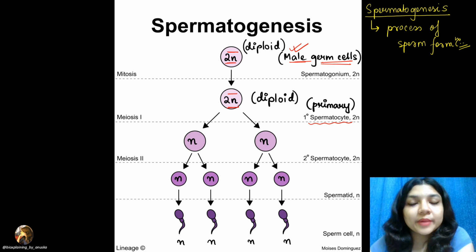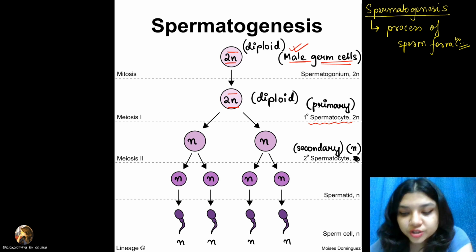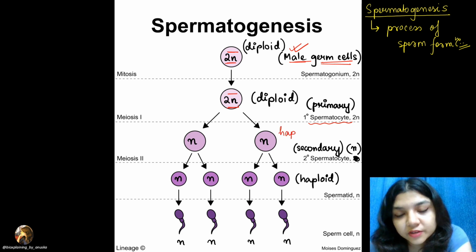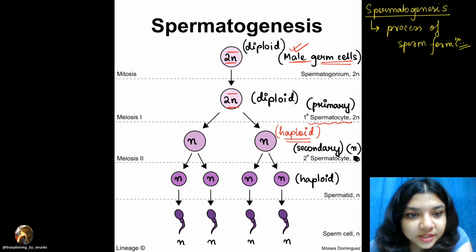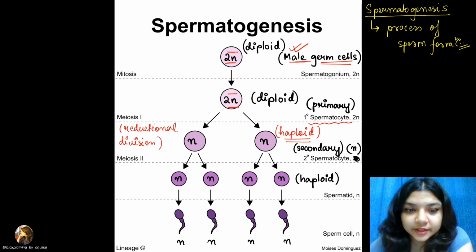So what do we know? Meiosis occurs in two different steps. First meiosis, or meiosis 1, is the reduction division. So what we get is the secondary spermatocyte, which is now haploid. So this meiosis 1 is what kind of division? Meiosis 1 is reduction or reductional division. So these are the secondary spermatocytes that we get.